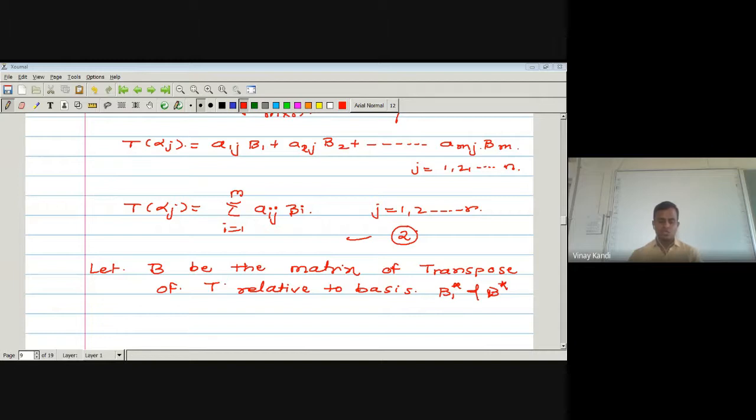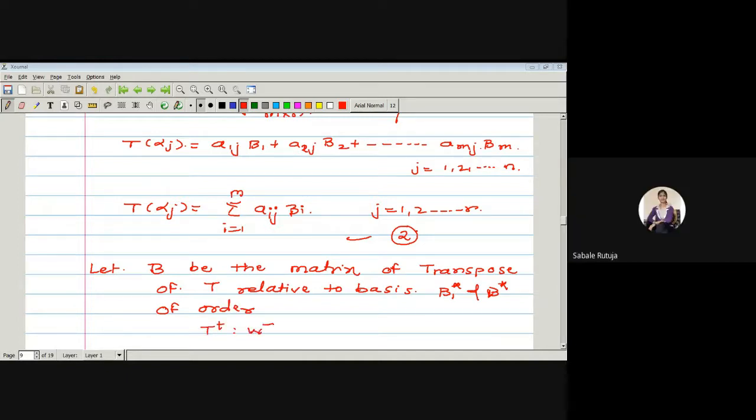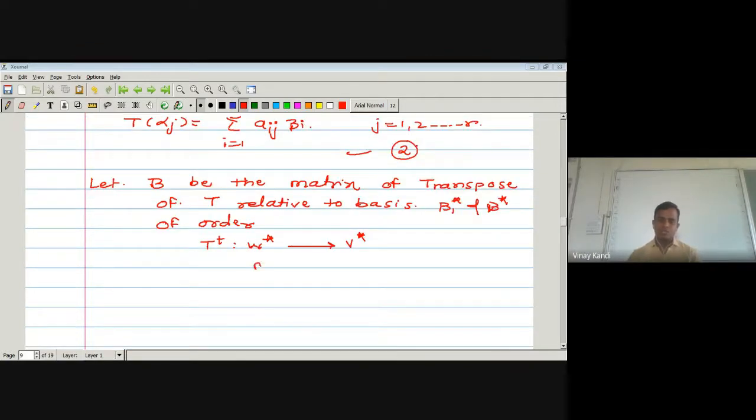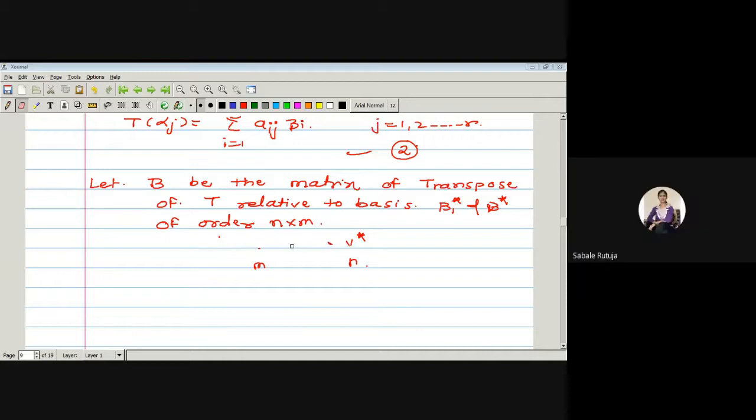Okay, is it correct? T transpose is the transformation from W star to V star. And what is the order of this one? The basis is m dimensional, this one is n dimensional. So what will be the order of this one? It is n cross m. Okay, is it correct? Yes, sir.